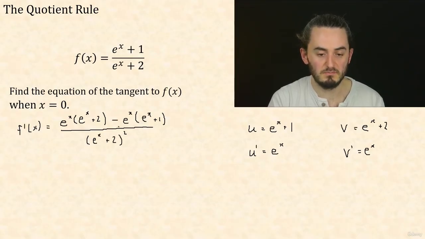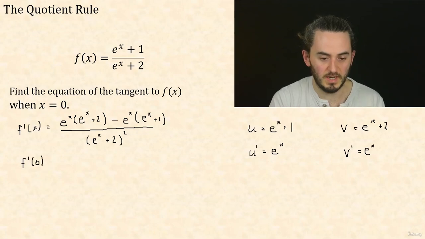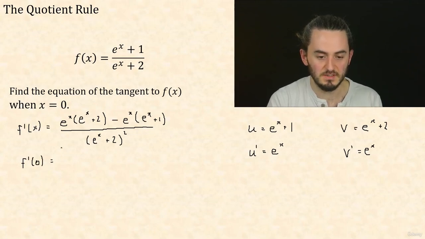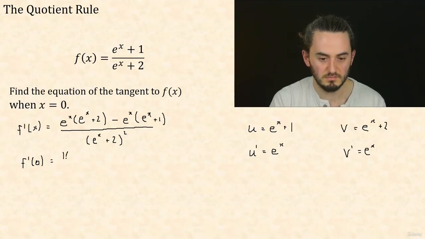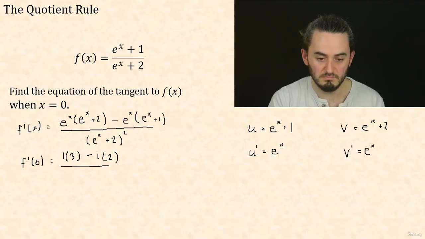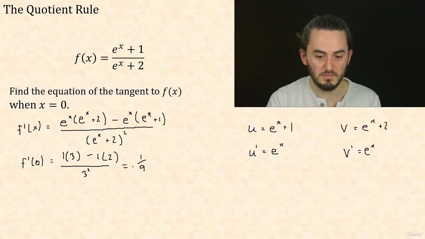Now I want to find the equation of the tangent. So what I want to do is sub in x equals 0 because that will give me the gradient. Remember, for the equation of the tangent, I need the gradient and a point. What's the gradient when x is 0? Well, let's just go for it. e^0 is 1, so I've got 1 times (1 + 2), which is 3, minus 1 times (1 + 1), which is 2, all over 1 + 2 is 3, and it's 3 squared. So that's just 3 minus 2 is 1. That's 1/9. So there's the gradient.